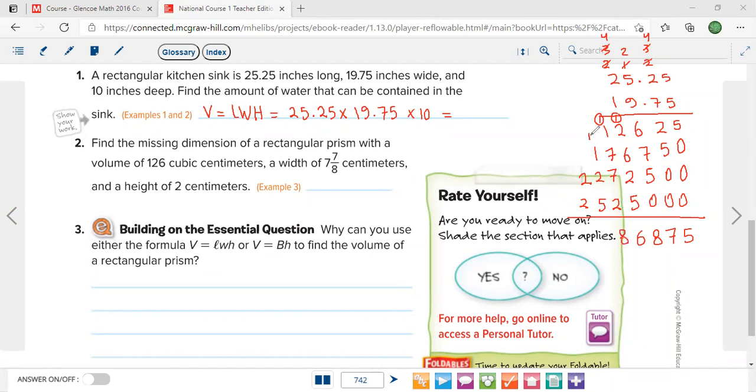Carry up 1. 1 and 1, 2 and 2, 4 and 5, 9. Then 4. Of course, decimal point after 1, 2, 3, 4 digits. 1, 2, 3, 4 will be here.